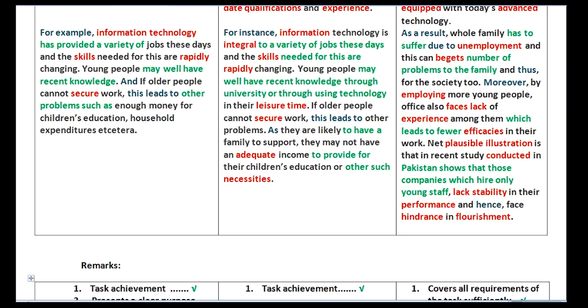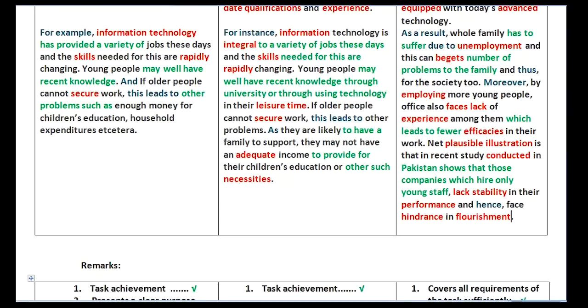And the same thing for 8 band essay will be, as a result, whole family has to suffer due to unemployment, and this can beget number of problems to the family and thus for the society too. Moreover, by employing more young people, office also faces lack of experience among them, which leads to fewer efficacies in their work. A plausible illustration is that a recent study conducted in Pakistan shows that those companies which hire only young staff lack stability in their performance and hence face hindrance and flourishment.